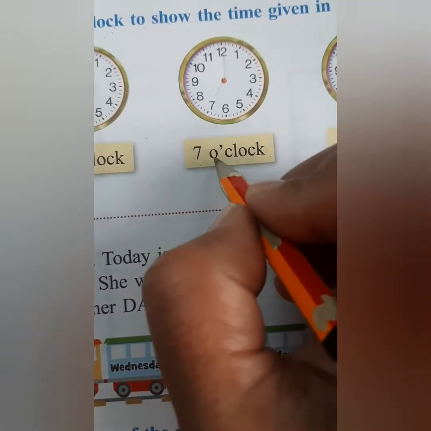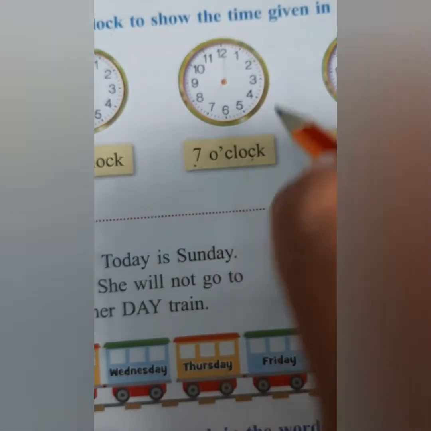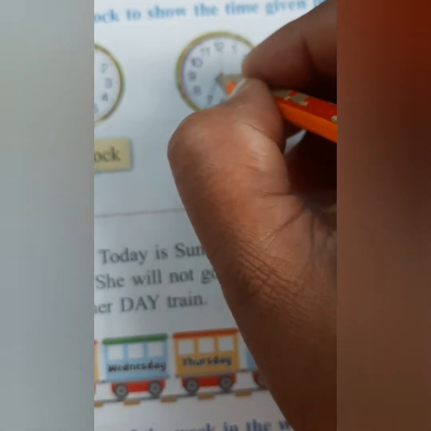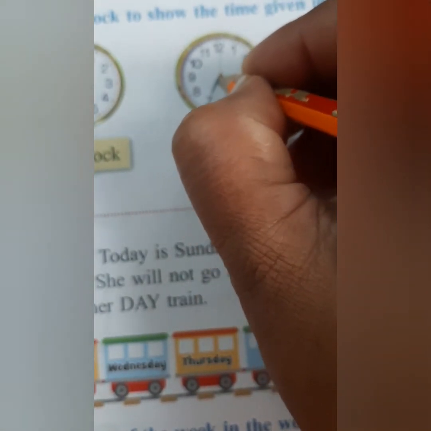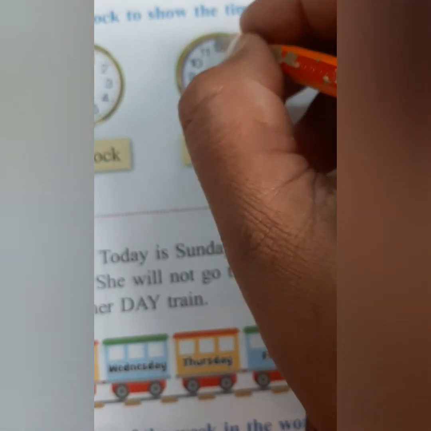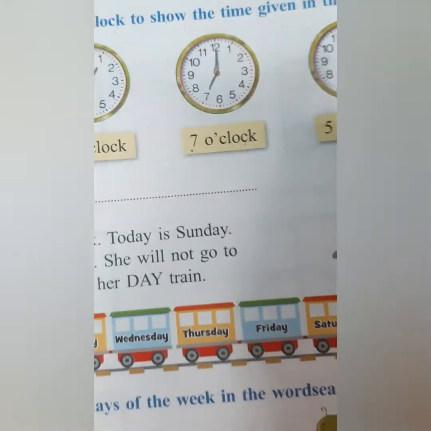Now let's move to the next clock. This is 7 o'clock. So where we will draw the hour hand? Here on number 7. Okay, then after, the minute hand here on number 12. Okay, I hope you all have understood.